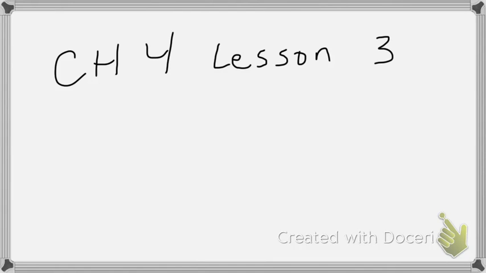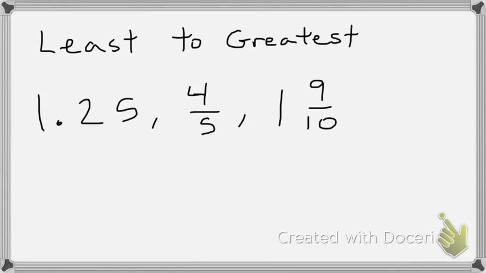Chapter 4, Lesson 3, Comparing and Ordering Fractions and Decimals. So in Lesson 3, we're going to have to put fractions and decimals in order from least to greatest or from greatest to least. Just make sure you read the directions and see what they want you to do. Now before you can do this, you have to change all the fractions to a decimal. Once you do that, it's easier to compare which one's bigger than the other.